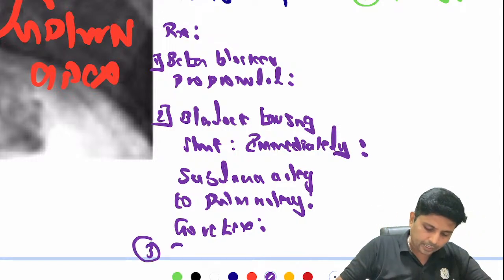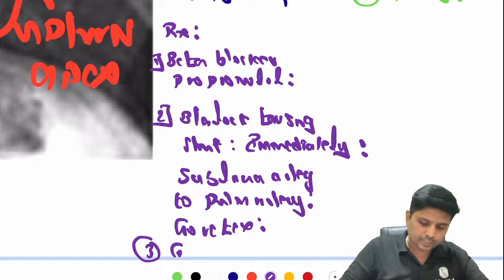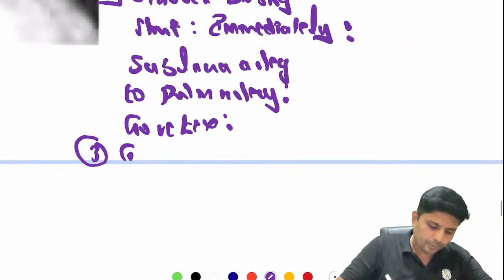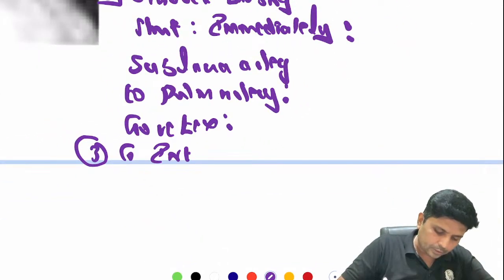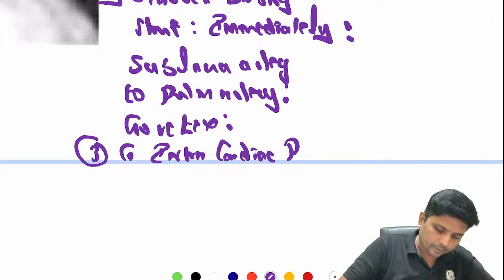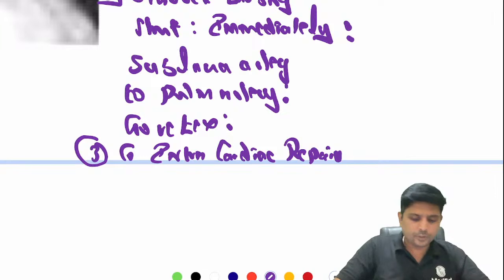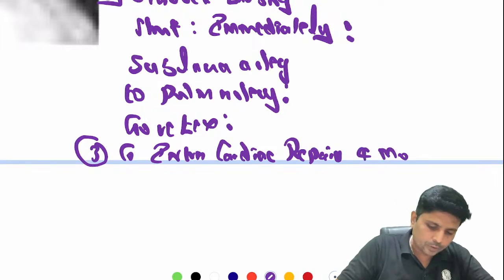Third one is corrective surgery, otherwise known as intracardiac repair. Okay, this is usually done at 4 months.